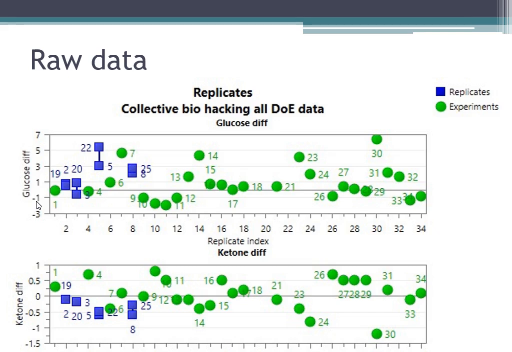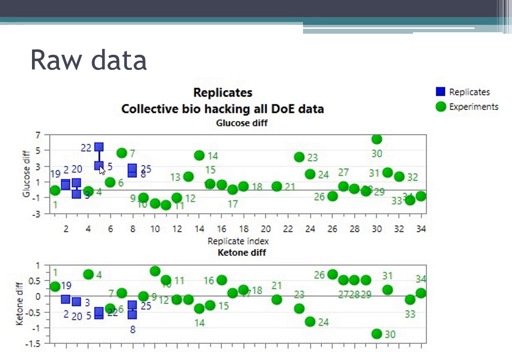And the ketone difference, will ketones go up or down? The blue ones here are replicates. In total there are about 35 experiments done, whereof they did about 16, 17 each. In total it's 35. Four of them were done identically. So you can see here on the blood glucose, number 2 has two squares here. They're in the same place. So they were very reproducible. Next experiment here, number 3 and 20, fairly close together, but some difference.